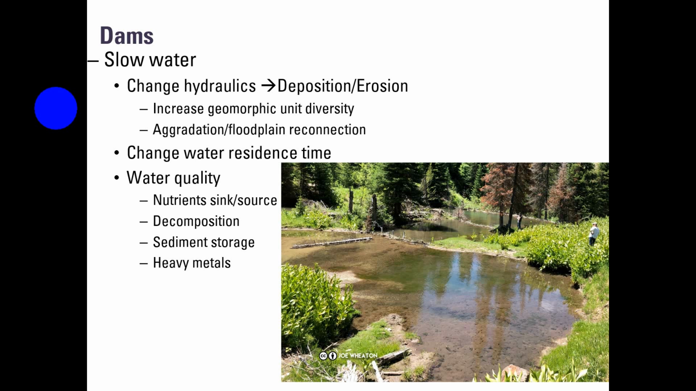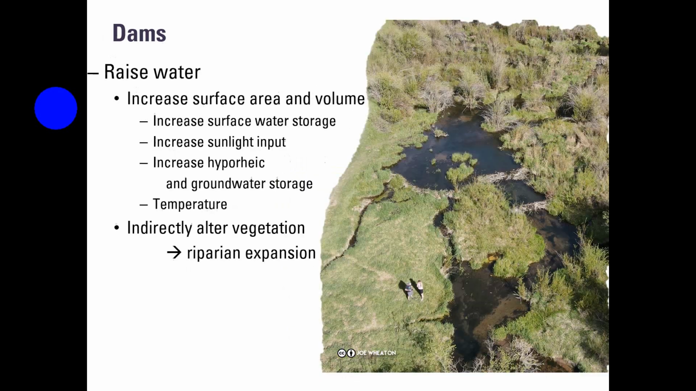And by creating these fine sediments, this decomposing environment, with slow water, it changes how heavy metals are sequestered. This could be a storage area for heavy metals that would normally be transported downstream.